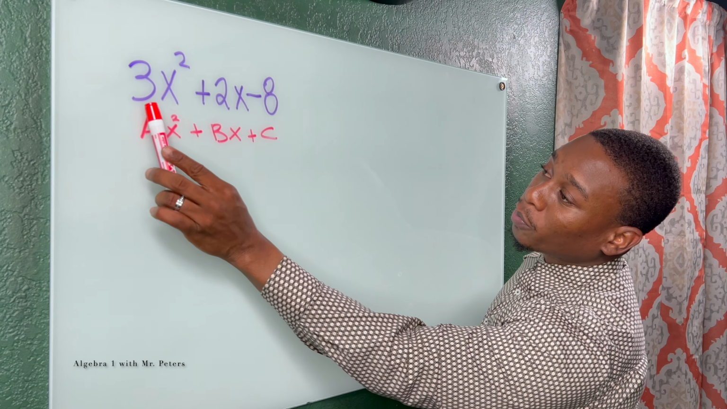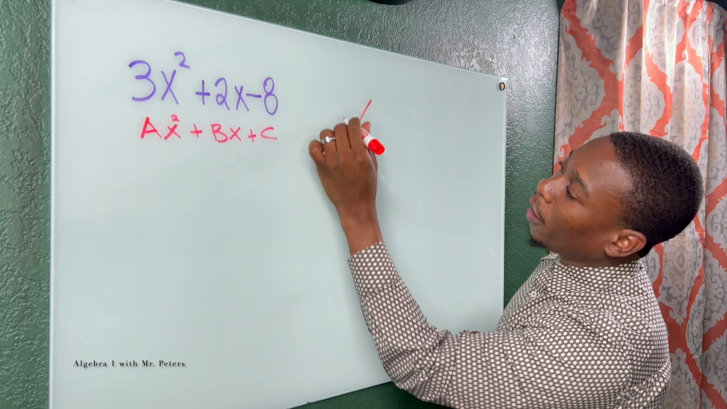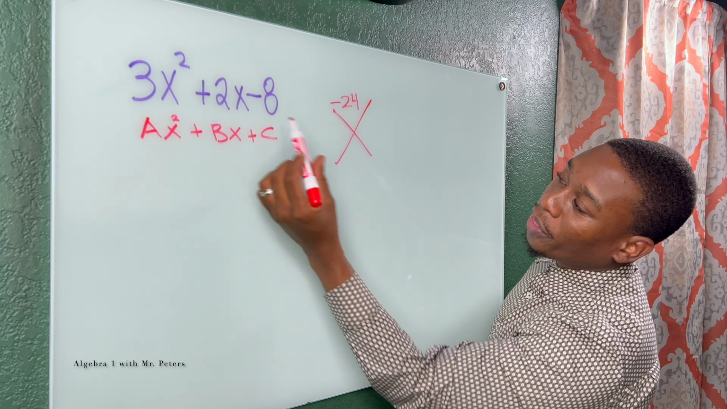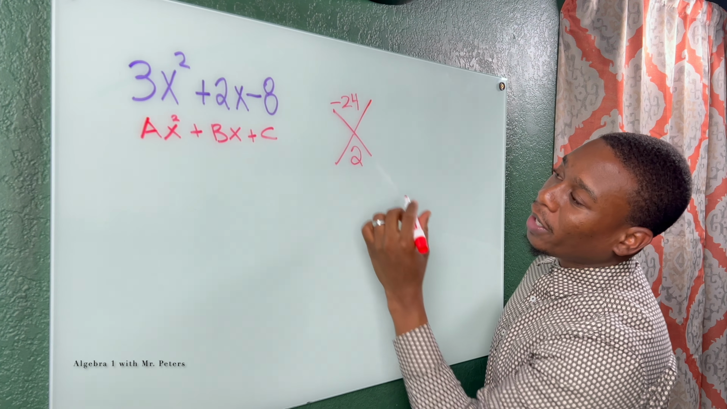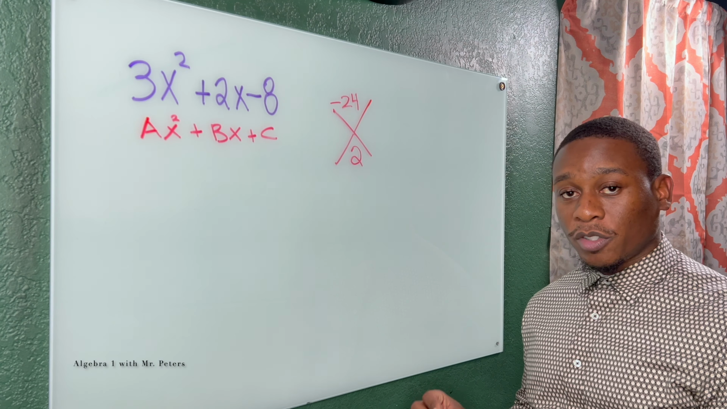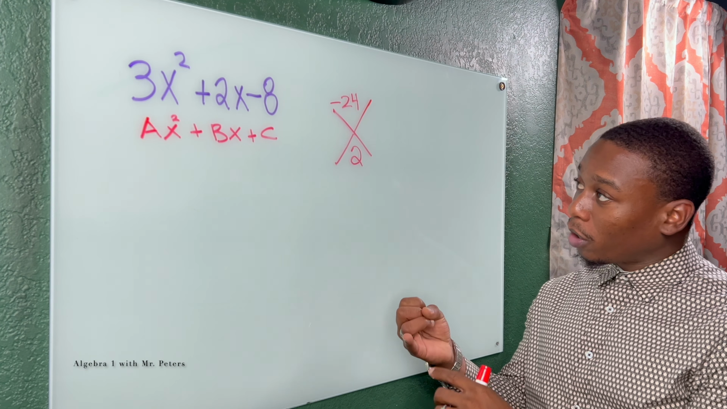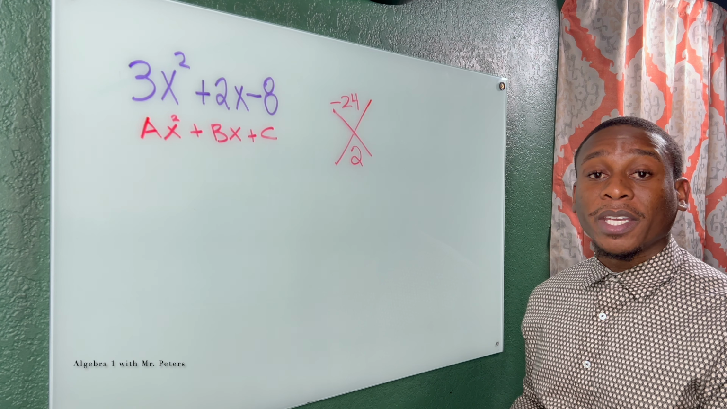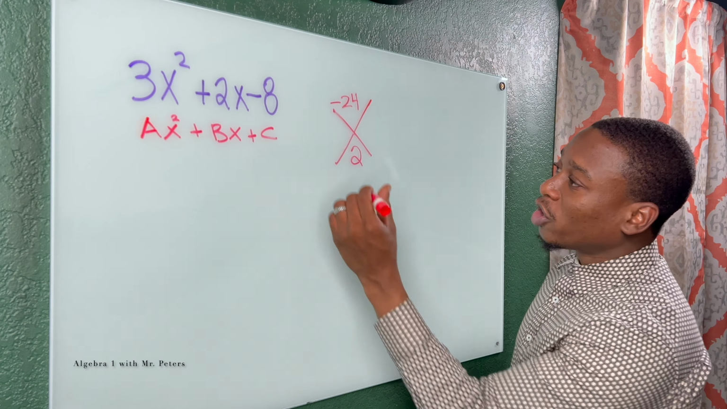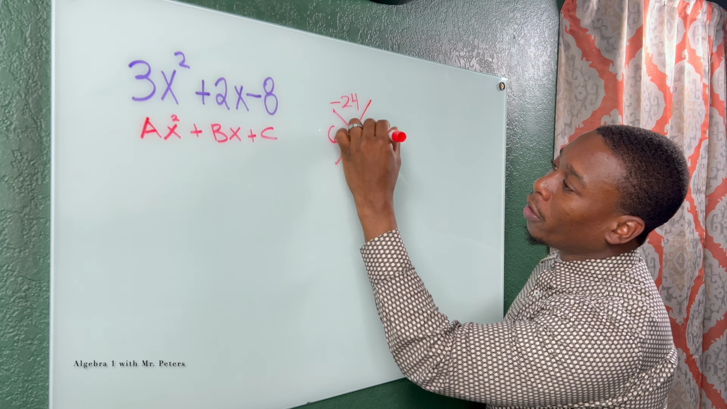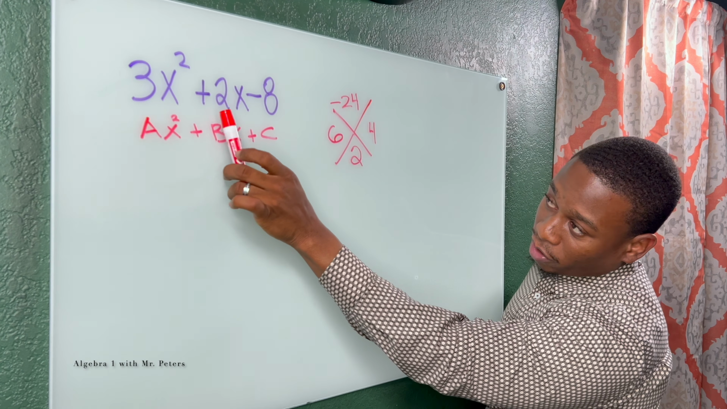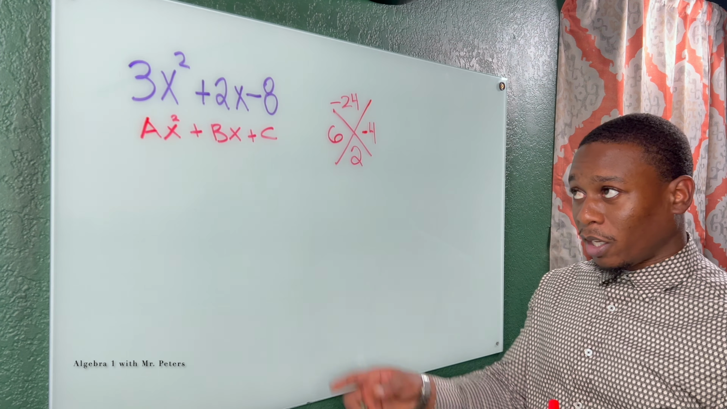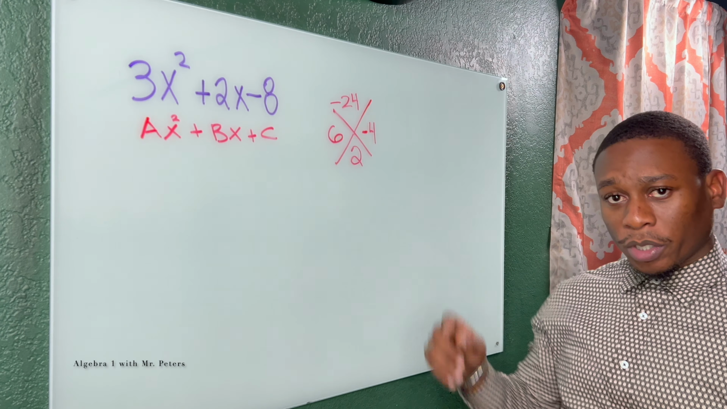So that means we're going to multiply A and C. And once we do, we're going to get negative 24. And we know that whatever factors we use, they have to equal positive 2 when we combine them. So we're thinking about 1 times 24, 2 times 12, 3 times 8, 6 times 4. So we know it has to be 6 and 4, and 6 has to be positive because the middle term is positive, and we know 4 is going to be negative because we have to have that negative 24.